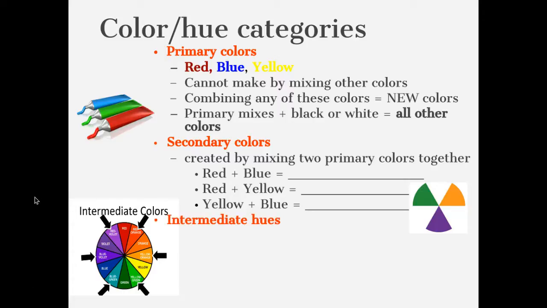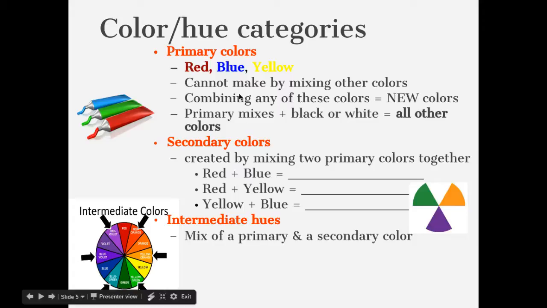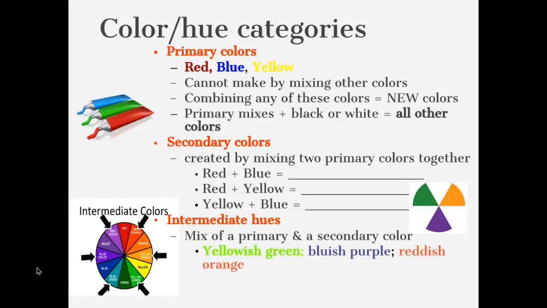The third category of hues is known as your intermediates. And on your color wheel, this will be the weird colors. And this is taking a primary color, such as blue, and mixing it with a secondary. So maybe green or purple or yellow. So this is how you get colors like yellowish green, also known as chartreuse, bluish purple, also known as indigo, and reddish orange.